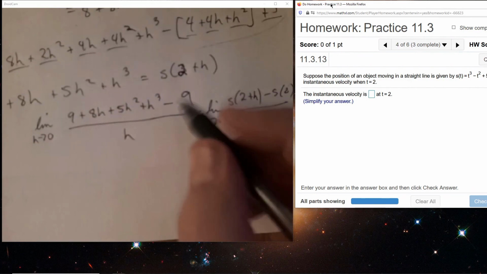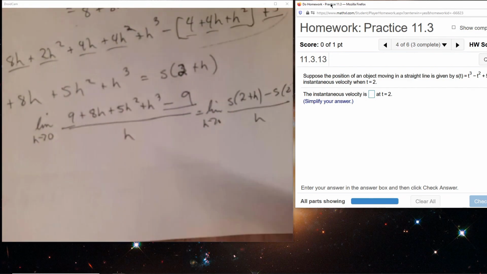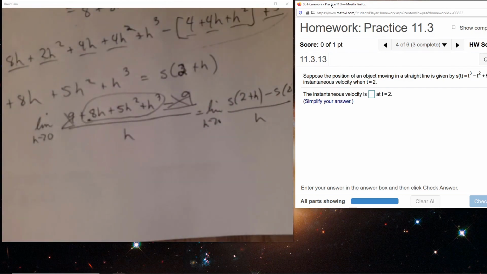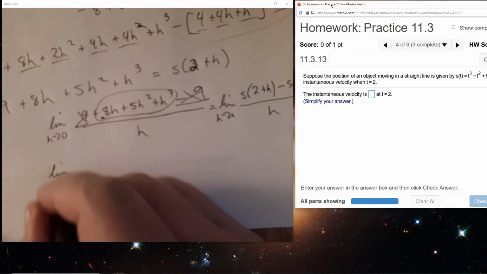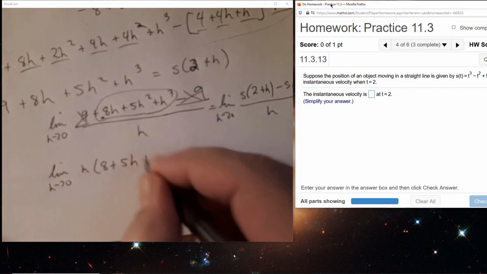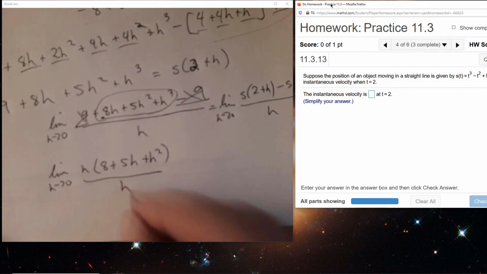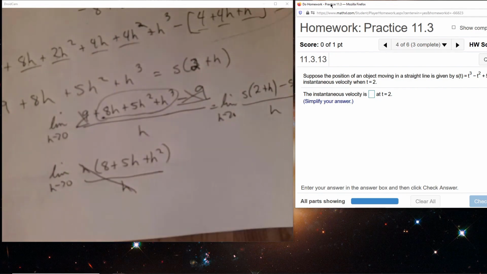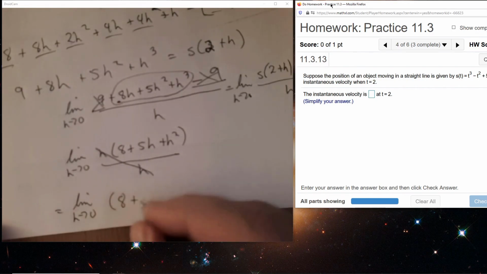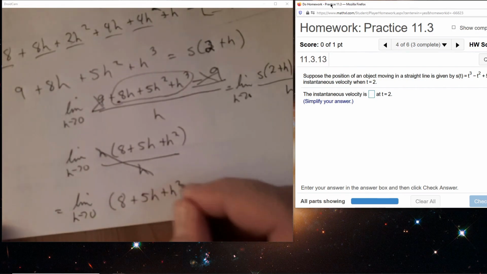And if we look at this, we have a minus 9 and a plus 9, and those subtract out. And we're left with these 3 terms here, which all have a factor of h in common. Which means that the h's now divide out, which is exactly what we want. And so what's left over for our limit is 8 plus 5h plus h squared.